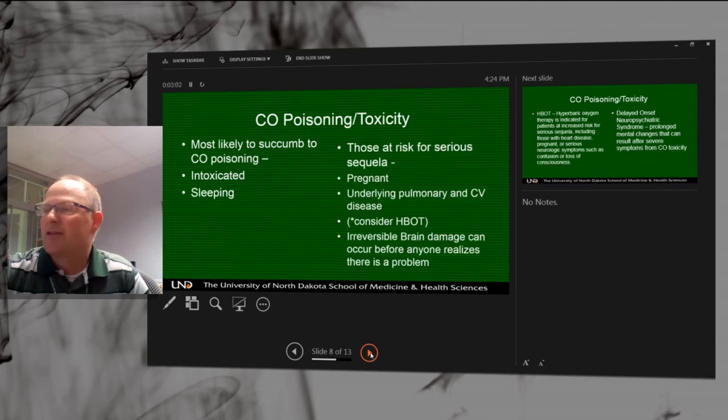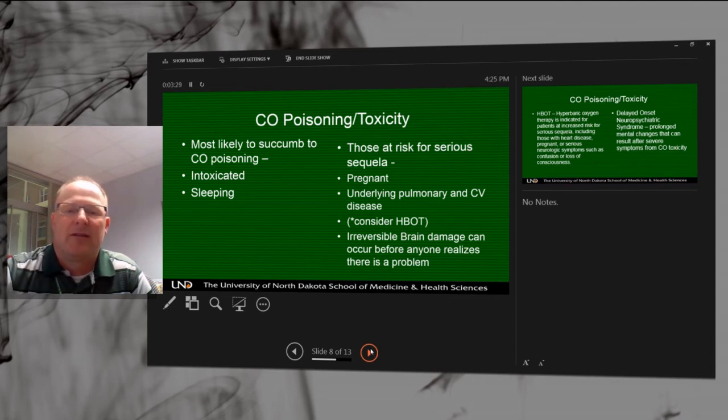Those who are most likely to succumb to carbon monoxide poisoning include those who are intoxicated and have a tough time knowing that the symptoms are not from alcohol use, or those who are sleeping and succumb before they get a chance to be fully awakened by symptoms. There are those who are at higher risk for problems because of carbon monoxide poisoning, and they include those who are pregnant, those with underlying pulmonary and CV disease, and irreversible brain damage can occur before anyone realizes there is a problem when it comes to carbon monoxide poisoning.